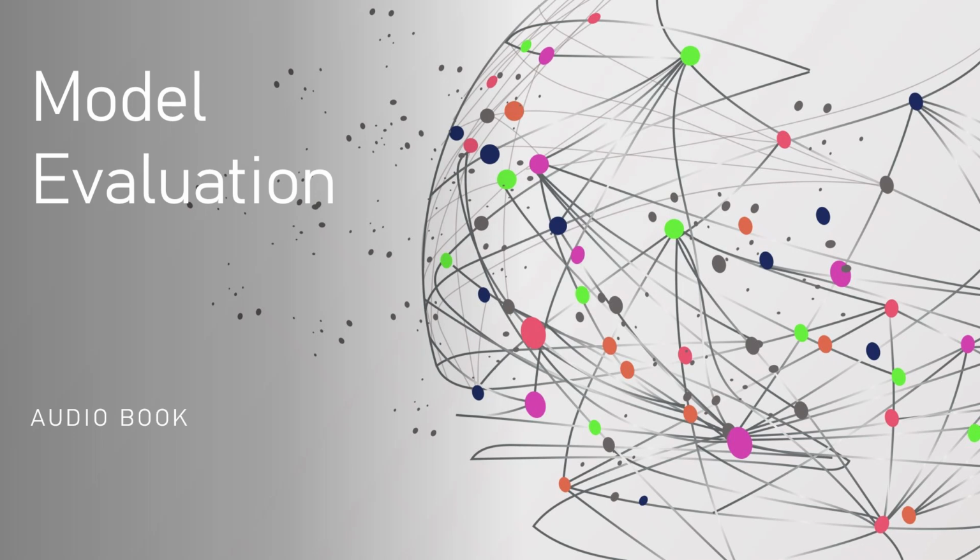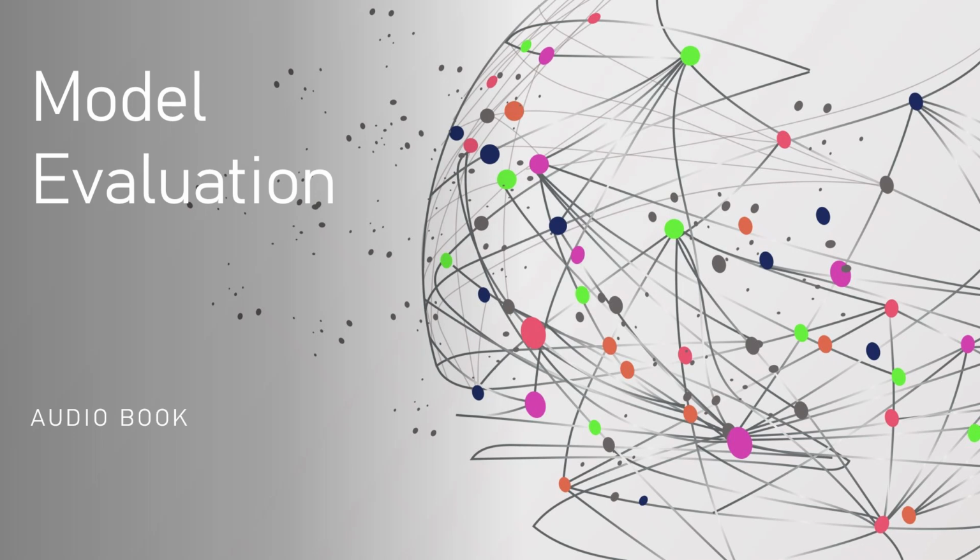Holdout validation. Train/test split, for example, 80-20 or 70-30. Fast, but can lead to high variance depending on the split. K-fold cross-validation. Data is split into K folds. Model is trained on K-1 folds and tested on the remaining fold. Reduces variance and gives a better estimate of model performance.